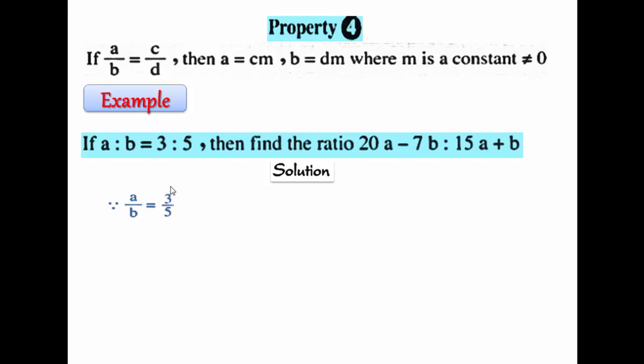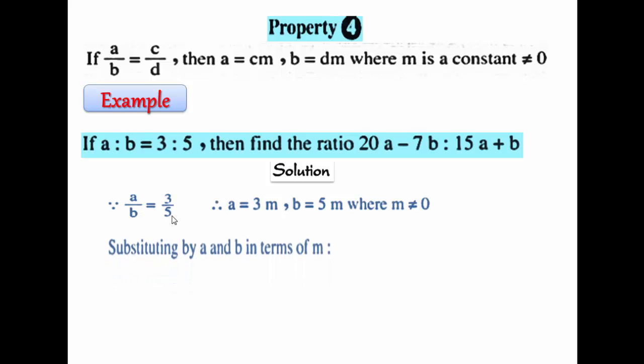Since a over b equals 3 over 5, therefore a equals 3m, b equals 5m, where m is not equal to 0. Substituting a and b in terms of m.